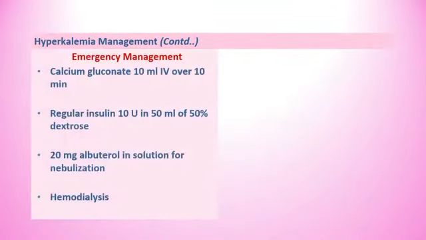Hyperkalemia management continues. First is the emergency management. Three types of management are mentioned here in addition to hemodialysis. The first one is calcium gluconate 10 milliliters IV over 10 minutes. Next is regular insulin 10 units in 50 milliliters of 50% dextrose solution. The third one is 20 milligrams albuterol in solution for nebulization, and hemodialysis in refractory cases.